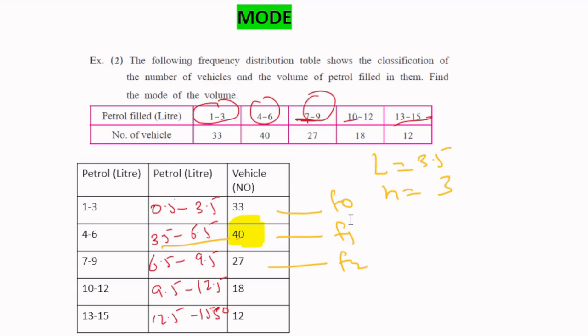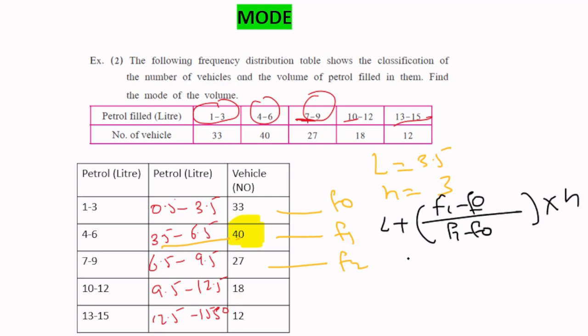Next, substitute the values in the formula. And how to get the formula, that you need to work on. What is the formula? Again I said it, same as median. L plus, in bracket, into h. What is there in the bracket? f1 minus f0 in the numerator, and in the denominator, f1 minus f0, just twice this f1 and subtract this f2. That's it. Now substitute all the values in this equation and find the answer.